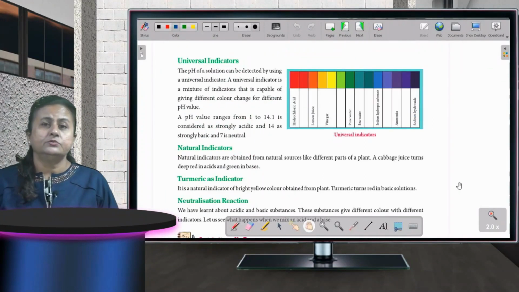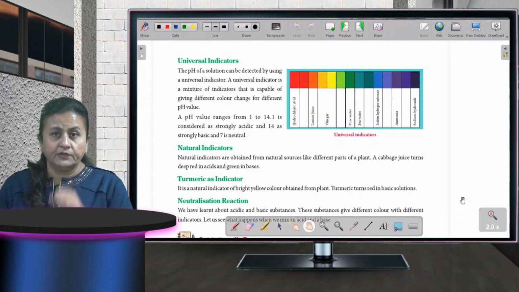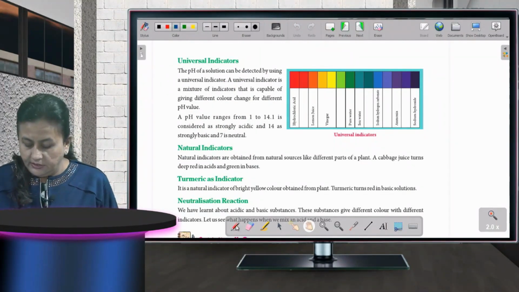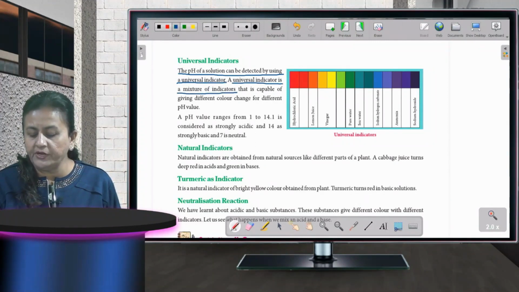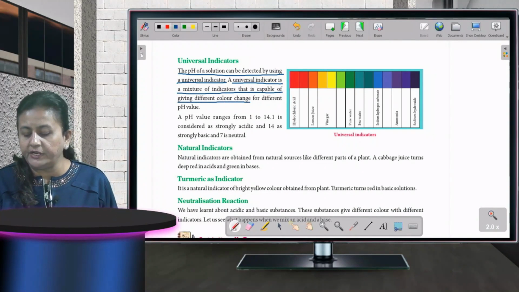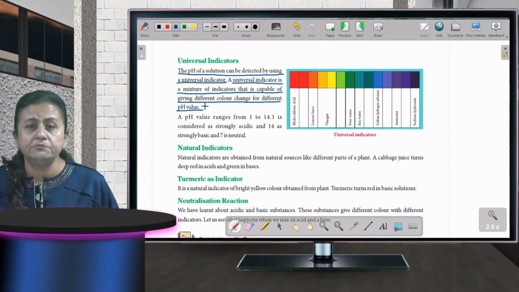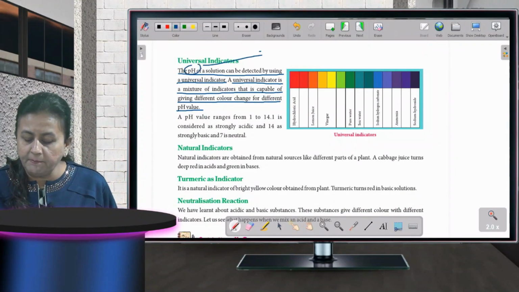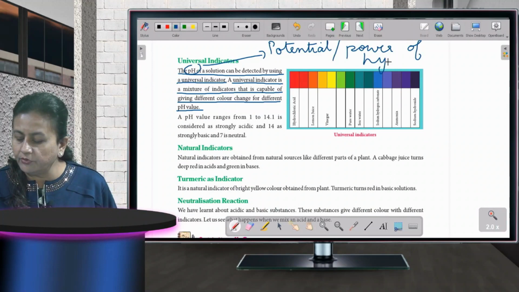Now, students, you can see the next topic is universal indicator. What is universal indicator? The pH of a solution can be detected by using a universal indicator. A universal indicator is a mixture of indicators that is capable of giving different color changes for different pH values. What is pH value? First of all, what is the full form of pH? pH is potential, you can say potential or power, power of hydrogen.